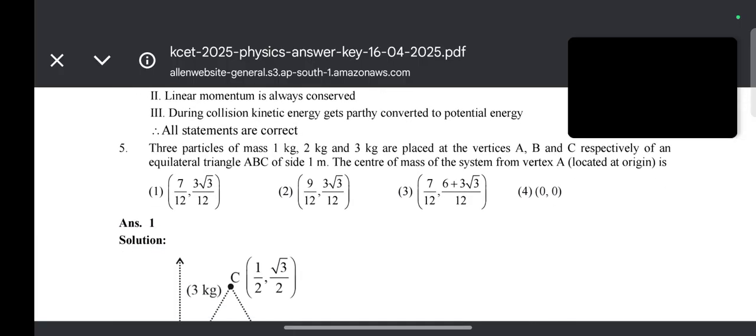Then question number 5. Three particles of mass 1 kg, 2 kg and 3 kg are placed at the vertices A, B, C respectively of an equilateral triangle ABC of side 1 meter. The center of mass of the system from vertex A is: first option 7 by 12 comma root 3 by 12, second 9 by 12 comma 3 root 3 by 12, third 7 by 12 comma 6 plus 3 root 3 by 12, fourth option is 0 comma 0.